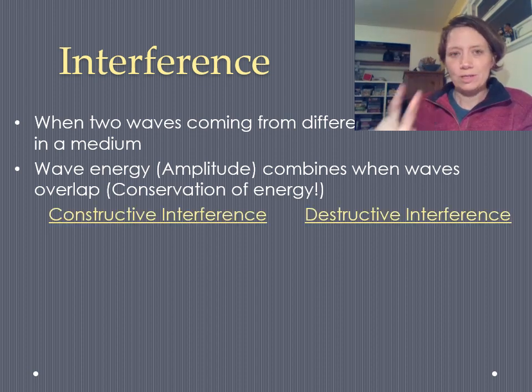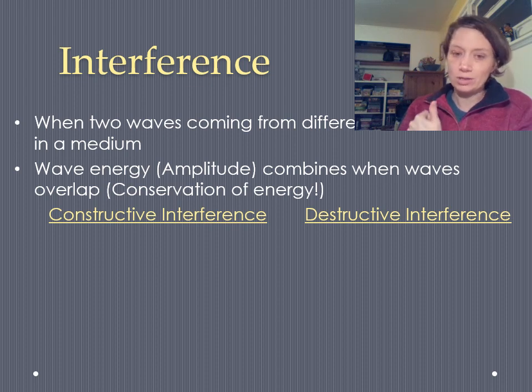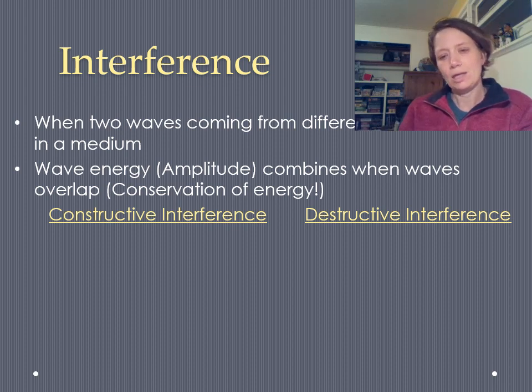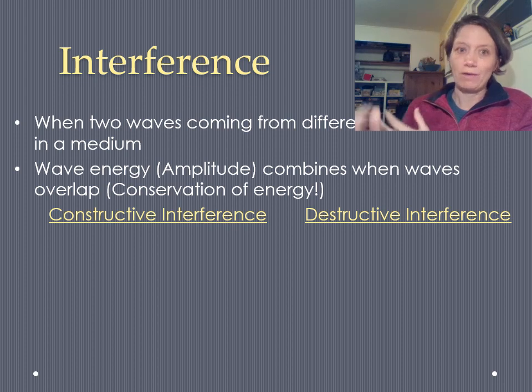There are two different types of interference that we commonly see in the real world. One is known as constructive interference. That's when we're making a bigger wave out of two small waves. And the other is destructive interference, which is when you make a smaller wave out of two bigger waves.